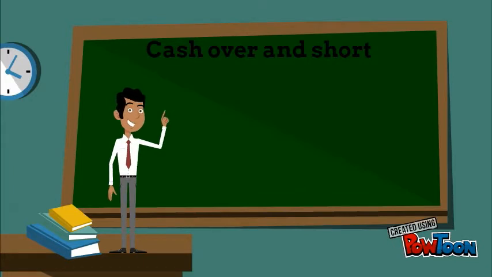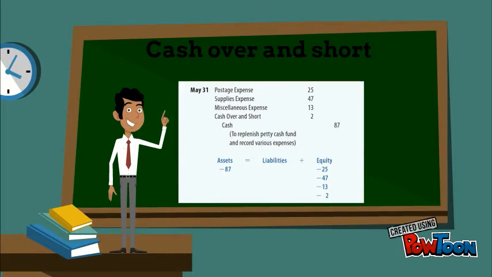Cash over and short is a temporary account that can either have a debit or credit balance, depending on the situation. A debit balance increases expenses, while a credit balance decreases expenses. In this entry, the cash over and short account is debited, which indicates an increase to expenses. Most likely, the balance would be reported as a miscellaneous expense.